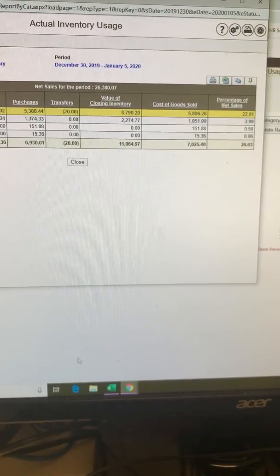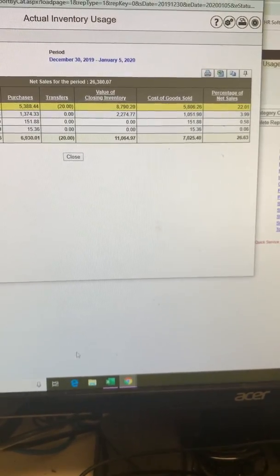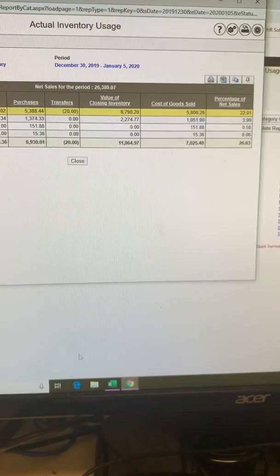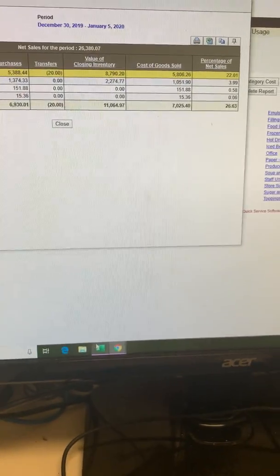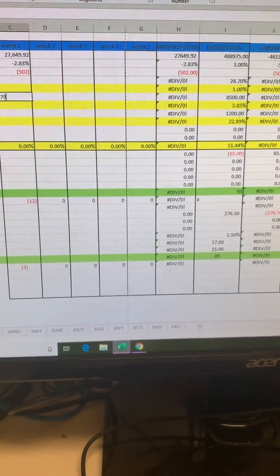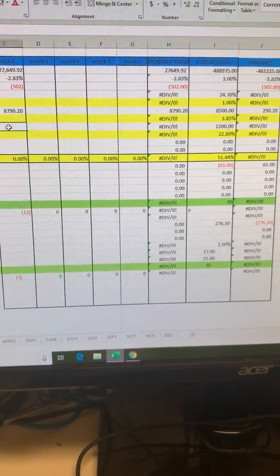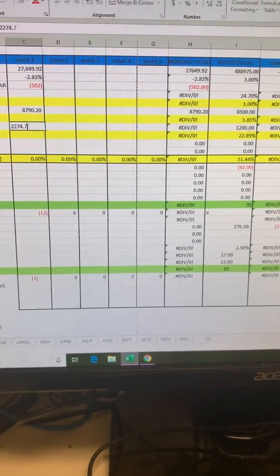790, I'm just gonna write it down so I don't have to keep coming back. This is what you're going to put in food on hand. So it was 8790.20. Paper on hand was 2274.77.